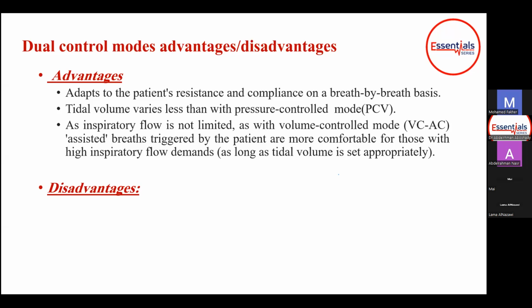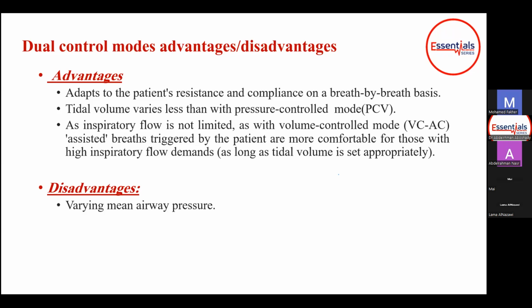Inspiratory flow is not limited like in volume control modes. You let the patient choose his own inspiratory flow pattern. It's a decelerating flow pattern, but the patient chooses his flow rate by himself. So if the patient can trigger and has high inspiratory flow demands, it would be more synchronous to give him a dual control mode rather than the volume control mode. So actually it gets some advantages from the pressure control modes and some advantages from the volume control modes. That's why they refer to it as dual control, although it is not truly dual.